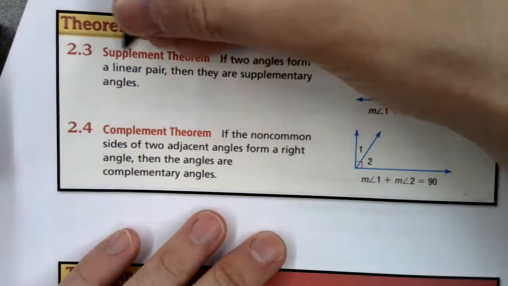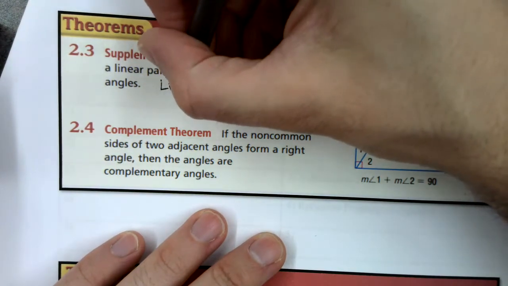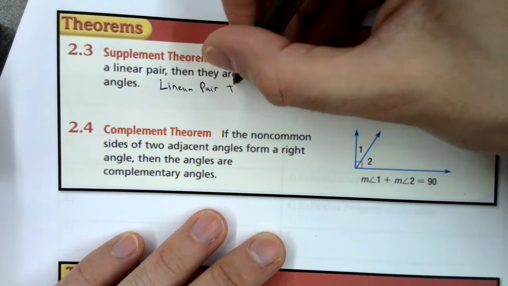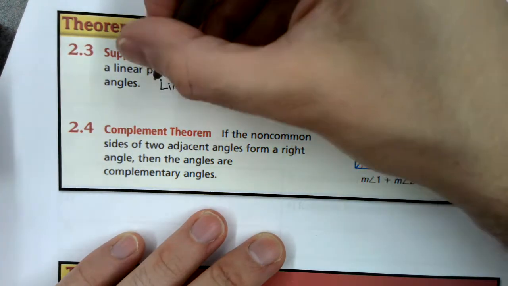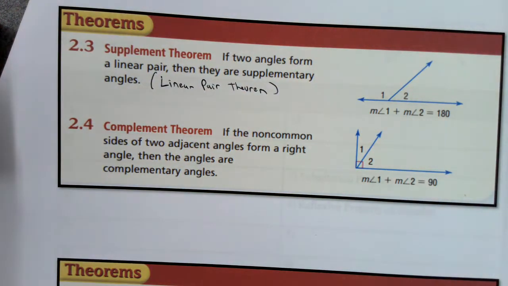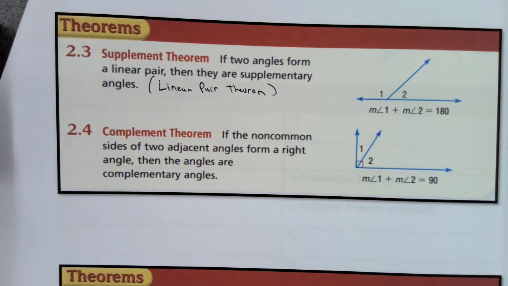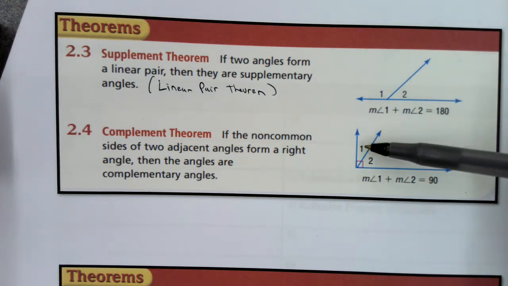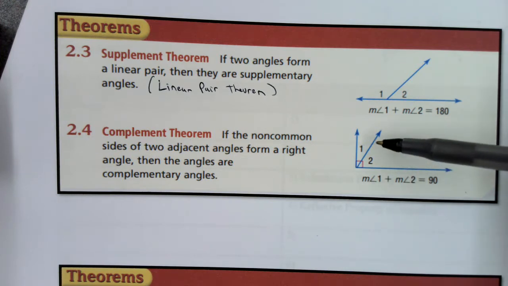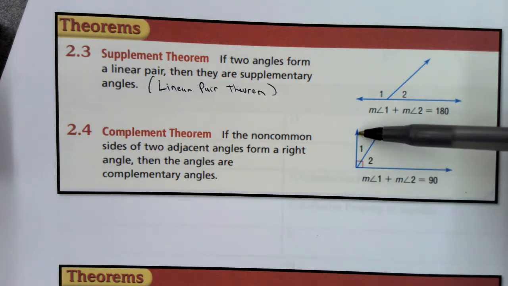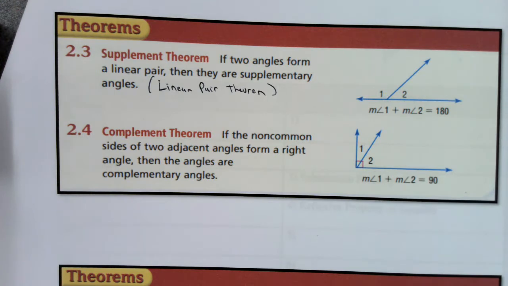So I'm just going to write it down right here, aka the linear pair theorem. This next one is called the Complement Theorem. If the non-common sides of two adjacent angles form a right angle, then the angles are complementary angles. So you have two adjacent angles, 1 and 2. If the non-common sides, this one right here and this one right here, form a right angle, then the angles are complementary. They add to 90.